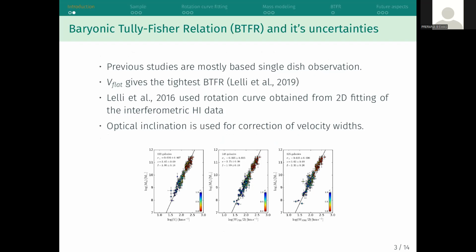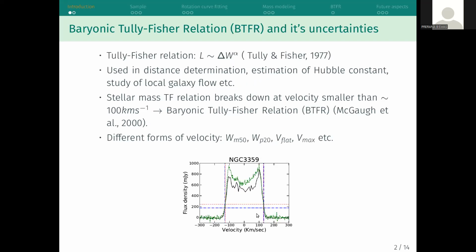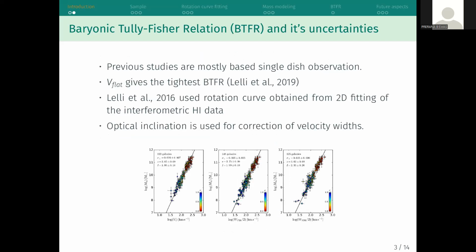So now the point is that the previous studies are mostly based on single-dish observations. Whenever we look at this plot, the global HI spectra can be obtained from the single-dish observation. But Lelli et al. in 2019 studied with the Spitzer dataset and the SPARC rotation curves, which contain nearly 175 galaxies. They showed that this V_flat gives the tightest Tully-Fisher relation. So these plots are from their paper.